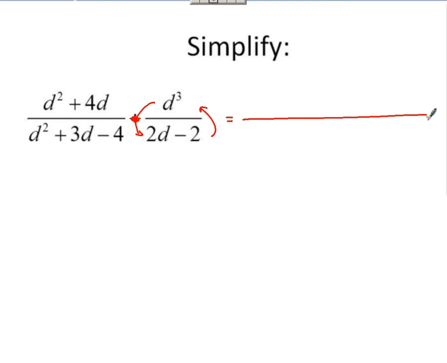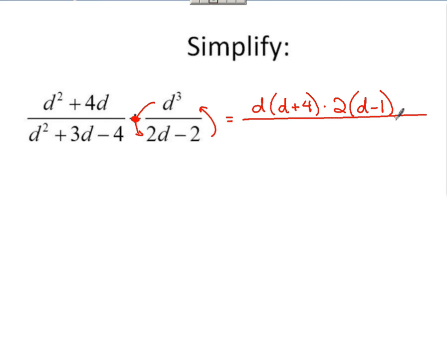Starting with what I have on top over here, I've got d squared plus 4d. I could take a d out of that, be left with d plus 4. Multiplying that onto this 2d minus 2, which is going to shift to the top because of the division. I could take a 2 out of that, be left with d minus 1.